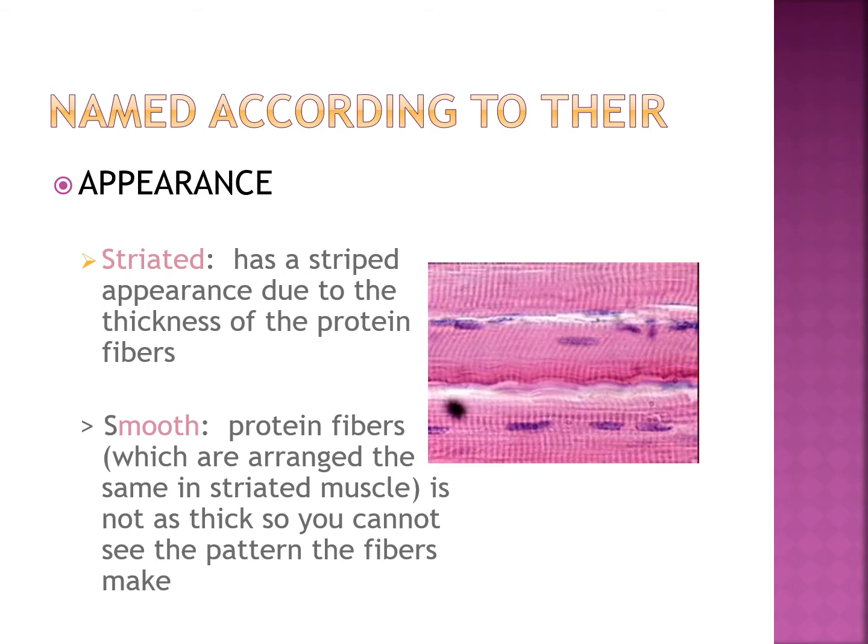So if you see that something is striated, that means that it's a strong, thick muscle fiber, and it's got these thick proteins, and the proteins are thick enough that you can see them. And that's what gives them the striped pattern. If you see smooth muscle, the proteins are still there, and the proteins are still in the same pattern. They're just not as thick, so we can't see them. So the muscle has a smooth appearance.